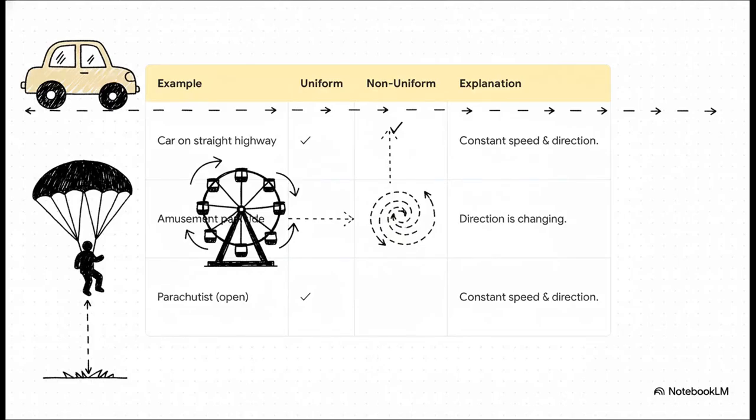This table has some perfect real-world examples. A car on a straight highway with cruise control set to 100 kilometers per hour, that's uniform velocity. An amusement park ride going in a perfect circle at a steady speed, nope, that's non-uniform because its direction is constantly changing. And how about a parachutist after the chute is open, falling at a steady rate? That's uniform velocity, constant speed, and a constant direction, straight down.